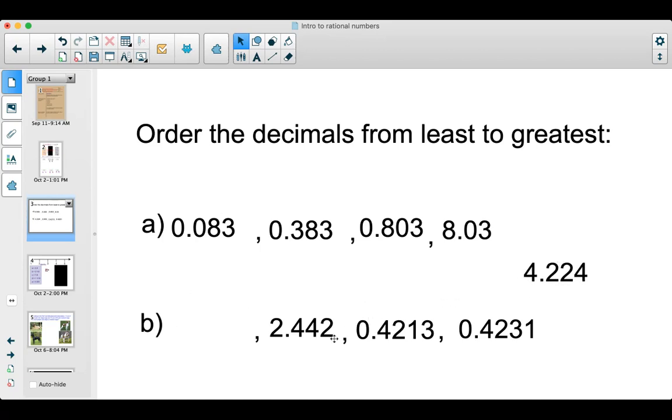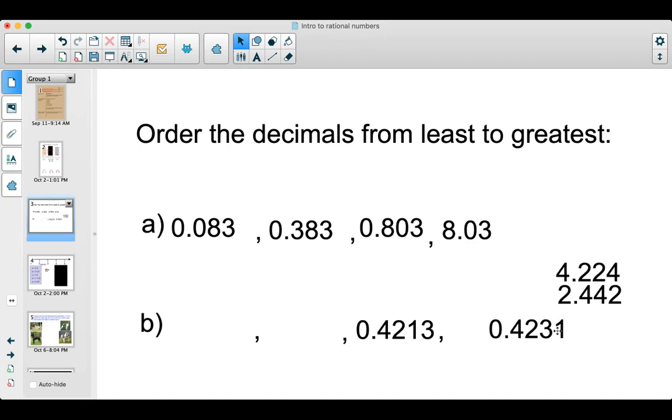Let me bring these over here, and I'm going to ask you to pause the video and see if you can figure out what order these should go in.